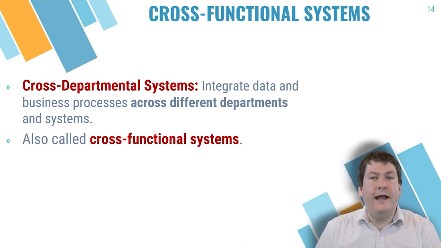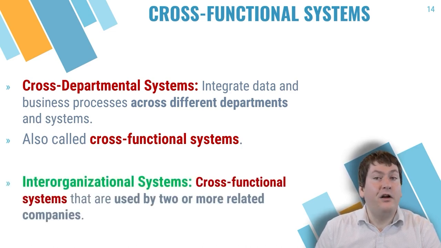Most businesses today employ a mixture of functional and cross-functional systems. When cross-functional systems cross organizational boundaries, we call these inter-organizational systems. An example might be sharing an information system with a supplier that manages raw material orders, such that materials are automatically ordered and arrived just as you need them in the manufacturing process.